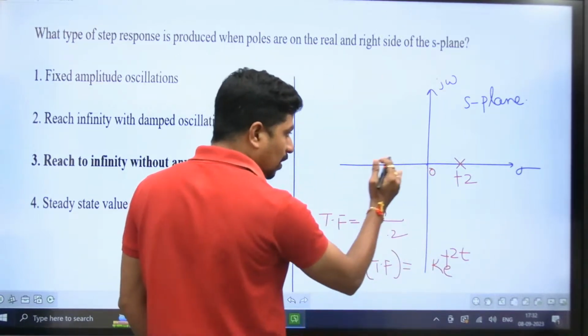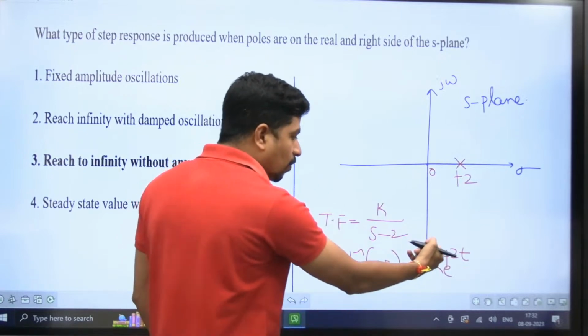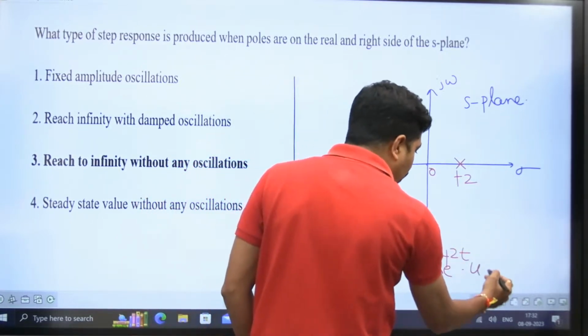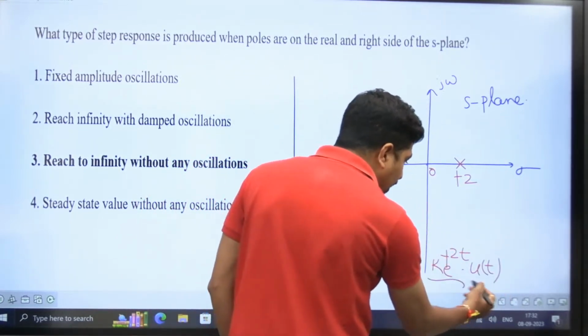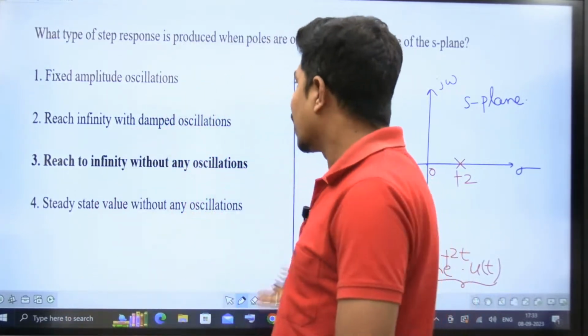This side numbers are negative, that side numbers are positive. So as it is plus 2, K by s minus 2, therefore K into e power minus 2t into u of t. Then you see as t tends to infinity, that particular impulse response value is increasing. Read the options.